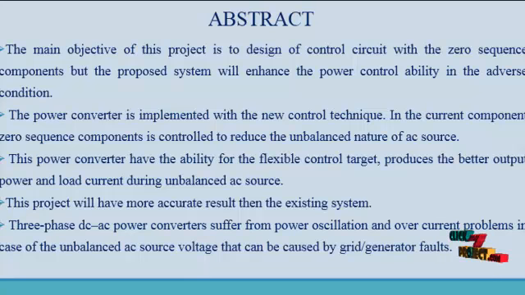3-phase DC to AC power converters suffer from power oscillations and overcurrent problems in the case of unbalanced AC source voltage, which can be caused by grid and generator faults. Existing solutions to handle these problems are properly selecting and controlling the positive and negative sequence currents. In this proposed implementation, a new series of control strategies that utilize the zero sequence components are proposed to enhance the power control ability under this adverse condition.